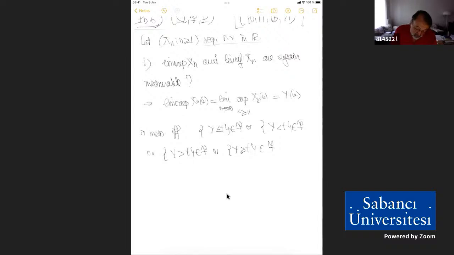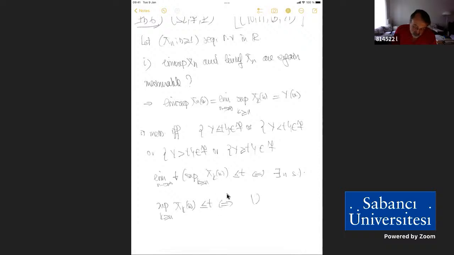Okay, so the limit as n goes to infinity: the supremums decrease. So there's a decreasing sequence of supremum over k greater or equal to n of x_k(omega). If this is, for instance, less than or equal to t, this is equivalent to saying that there exists at least one n such that the supremum over k greater or equal to n of x_k(omega) is less than or equal to t. So what does it mean?